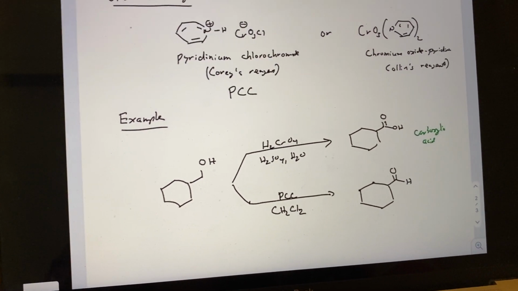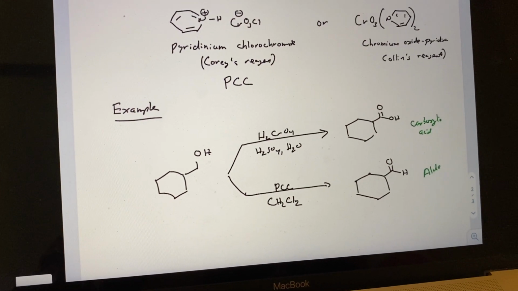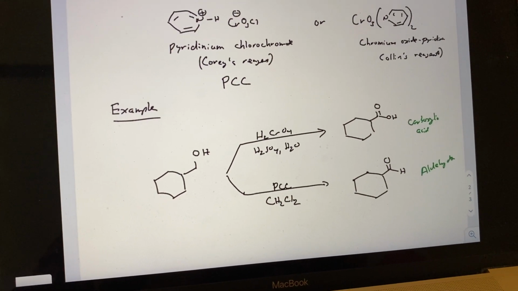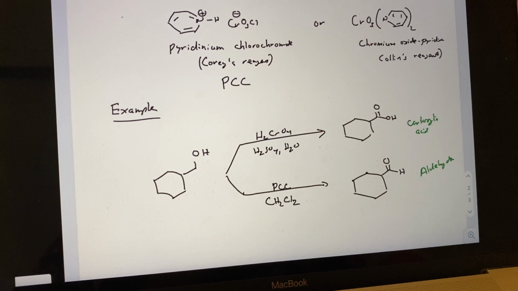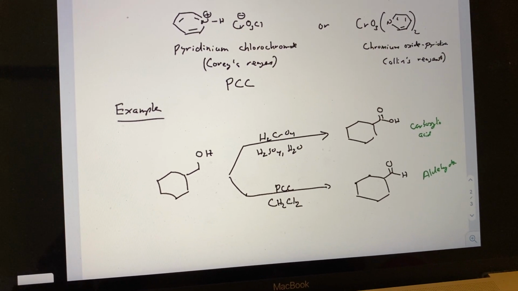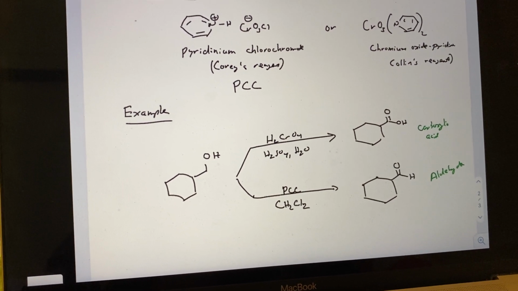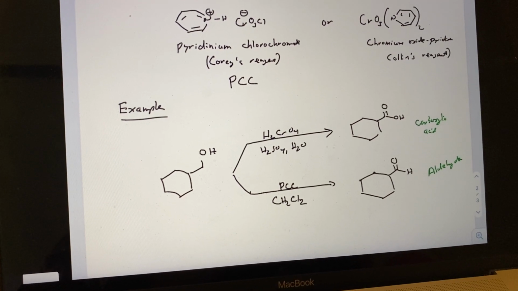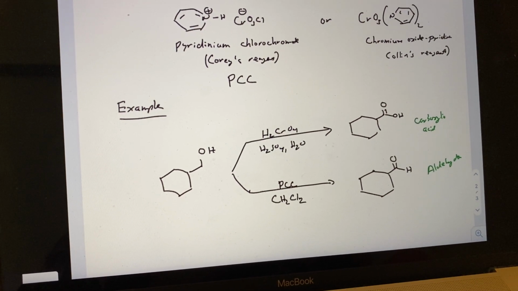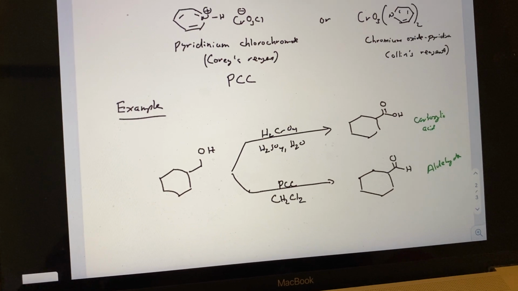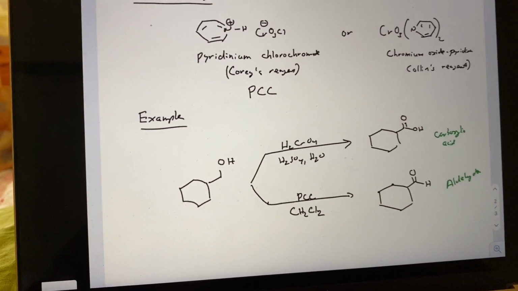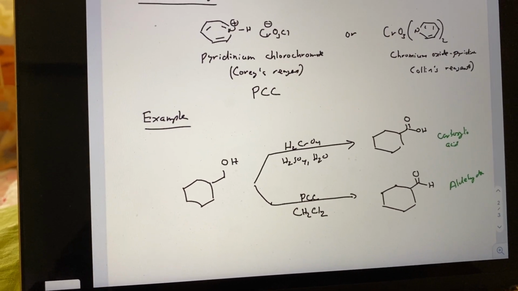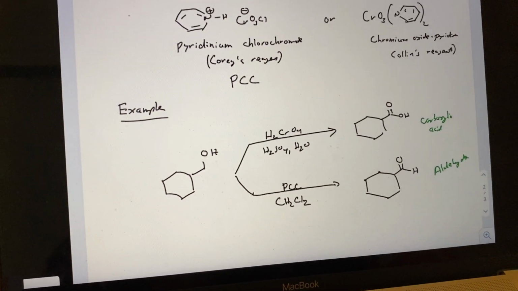So this is a really nice tool for oxidizing a primary alcohol. The secondary alcohol, it doesn't matter which reagent you use because all you can do is go to the ketone. But with the primary alcohol, it does matter which reagent you use. You're either going to end up with a carboxylic acid or an aldehyde.